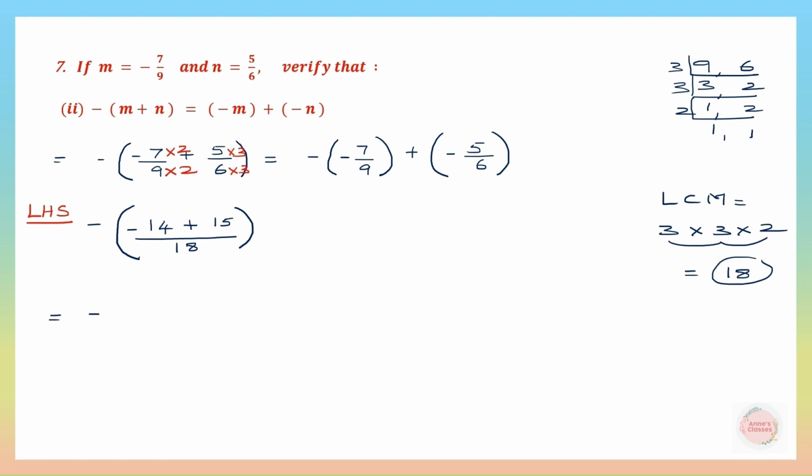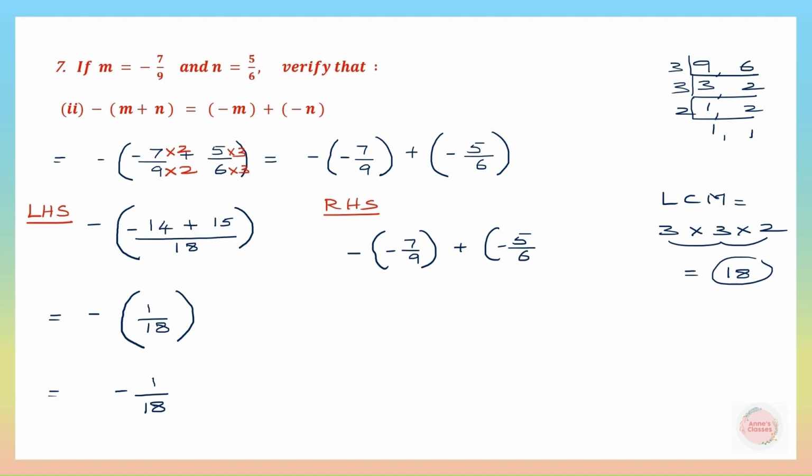So now let's work this out. This will be minus into, in brackets we have minus 14 plus 15, signs are different. So we put the sign of the bigger number and subtract. That is plus, 15 minus 14 is 1, 1 by 18. Now when we open the bracket, we have to see the sign before the bracket, it's minus. So minus into plus will be minus. So here our answer on the left hand side is minus 1 by 18. So let's see now what we get on the right hand side. On the right hand side we have minus, in brackets we have minus 7 by 9 plus minus 5 by 6.